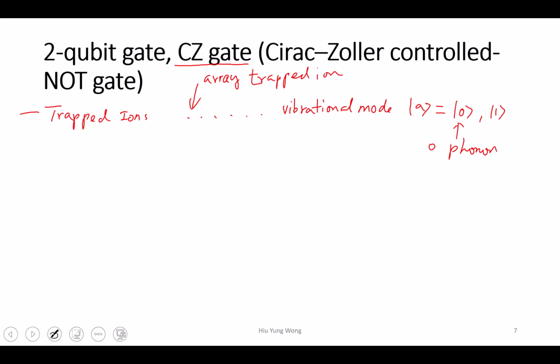And because they are an array, they will have vibration, like collective action. But when it is so cool, there is almost no vibration, or maybe one phonon, one excitation. Okay? So you may have 1 phonon or 0 phonon. So this state is not referring to our qubit states. Remember, we have a qubit state in trapped ion, right? Just recall.